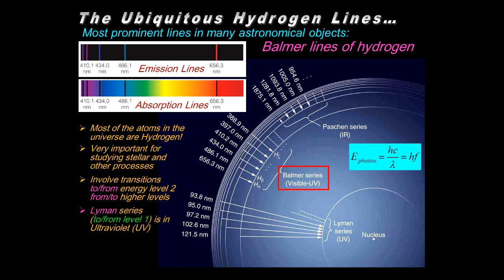There's also the Lyman series, to and from level 1. So here's level 1. Notice that these lines are a lot longer. That means they're higher energy. And because they're higher energy, they're shorter wavelength. And because they're shorter wavelength, they're no longer visible. Not in here. In fact, they're to the left of this. It's ultraviolet. In like manner, we have the Paschen series, to and from level 3.